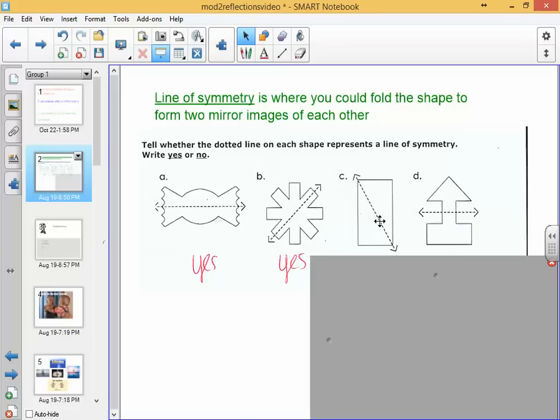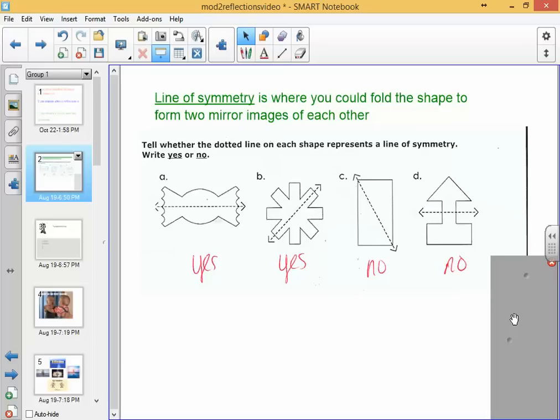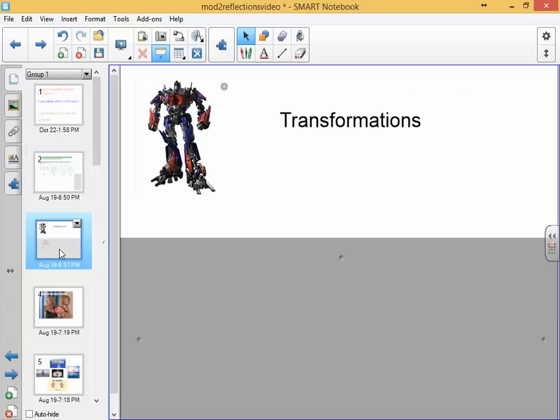If I looked at C and I folded on this diagonal line, would these two pieces land on top of each other? The answer is no, it is not a line of symmetry. And D, if I folded on this dotted line, would these two pieces land on top of each other? No, so that is not a line of symmetry.